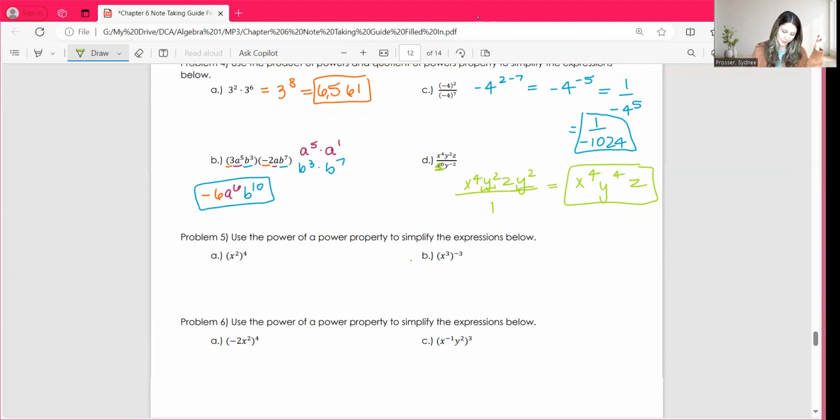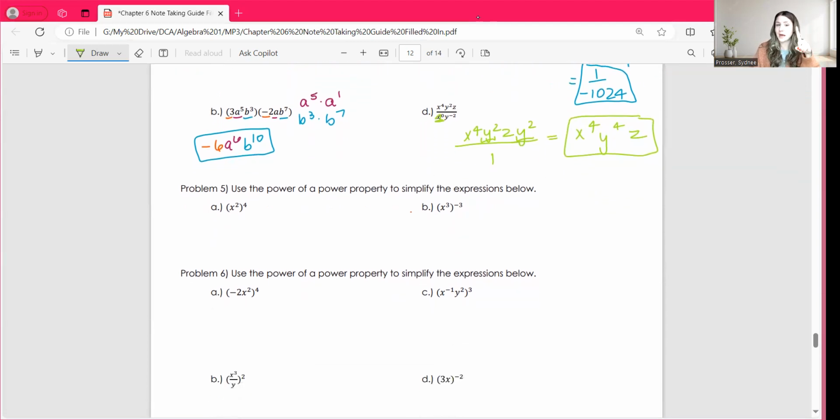Okay, let's check out problem 5. We've got power of a power. Power of a power, we multiply the exponent. So x squared to the 4th gives me x to the 8th. X cubed to the -3rd gives me x to the -9th. I have a negative exponent, move it to the denominator to make it positive.